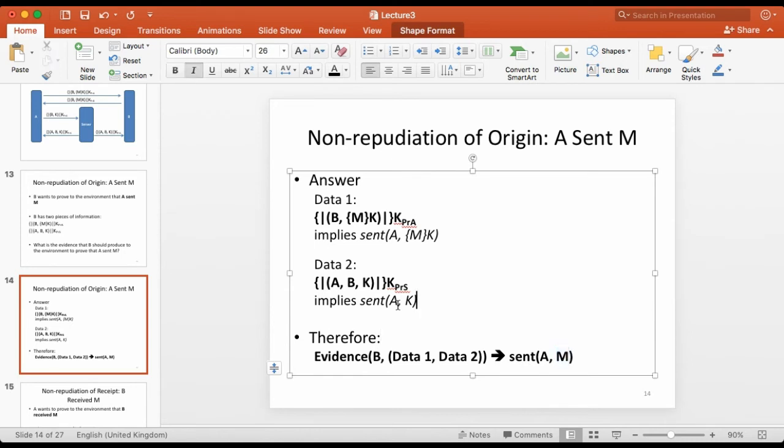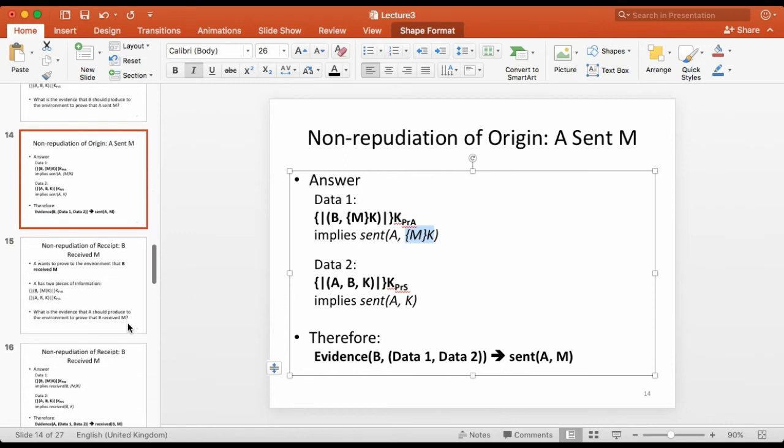Okay, so if you have the key and you have a message that is encrypted with that key, then that proves that you also have the message itself. Of course, here the assumption that we're making is that the key is a symmetric key. And on that basis, we can conclude, or B can conclude, that A sent the message M.